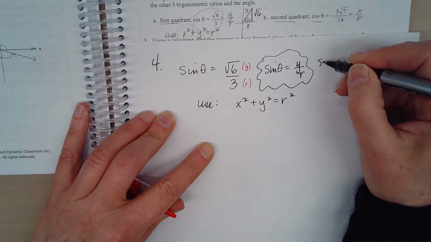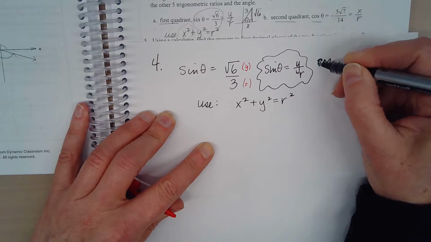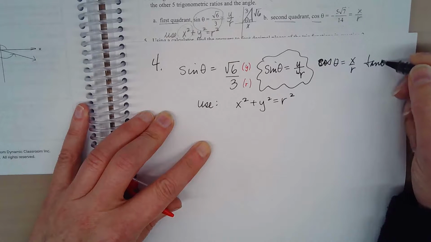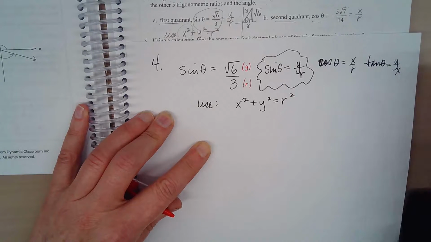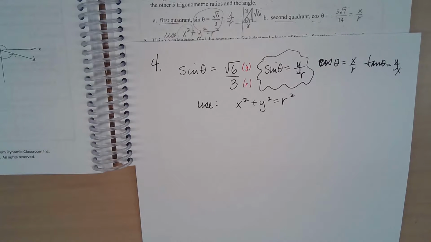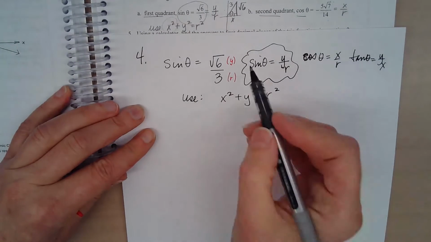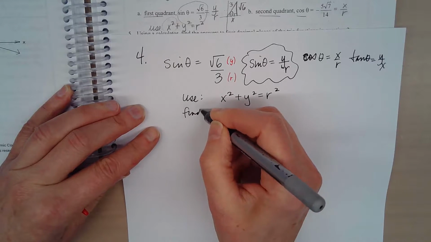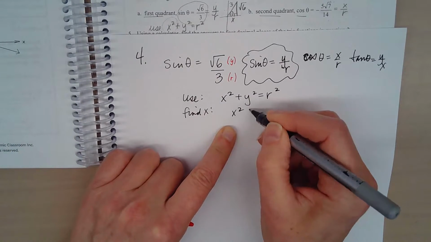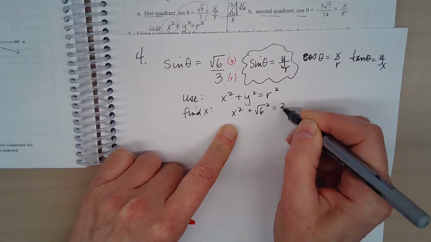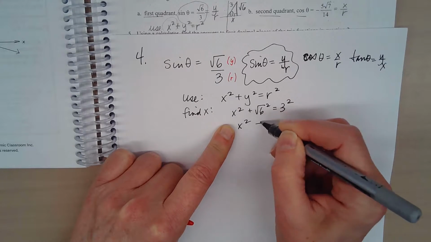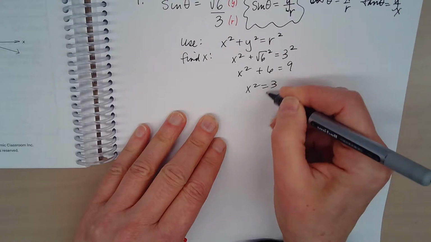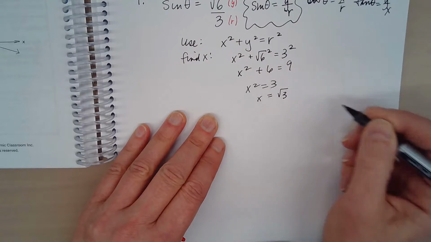I need to find cos of the angle, which is x over r. I need to find tan of the angle, which is y over x, right? And then I need to find their reciprocals, which is just flipping them all, right? So basically, I have y and r. If I'm given a ratio, I have 2 out of the 3 pieces. I just need to find x. Okay, so x squared plus root 6 squared equals 3 squared. X squared plus 6 equals 9. X squared equals 3, so x equals root 3, right?